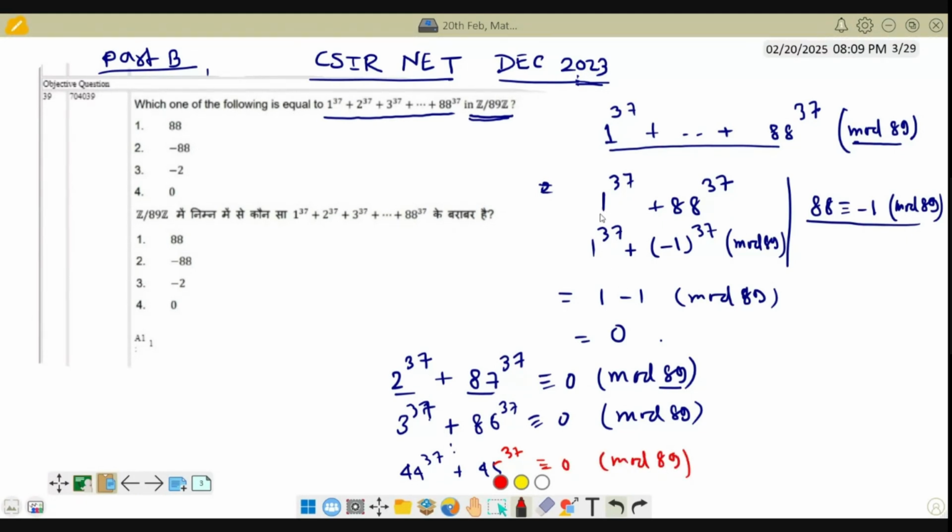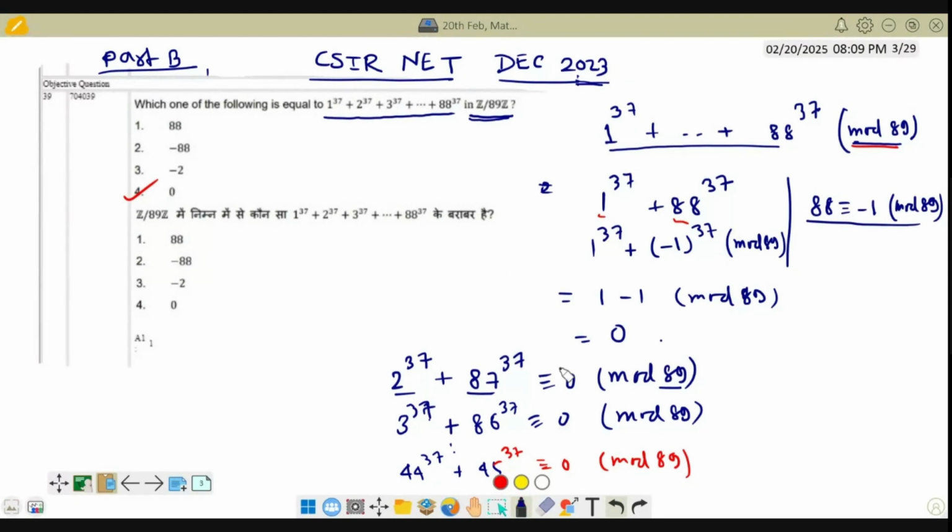See the terms 1 and 88, the sum of these two is 89; 2 and 87, 89; 3 and 86, 89. So 44 and 45, 89. So this quantity is 0, right? Is it clear? Any doubt?